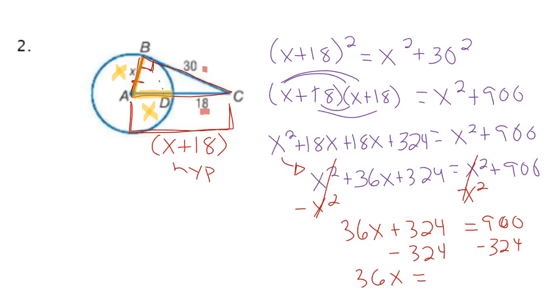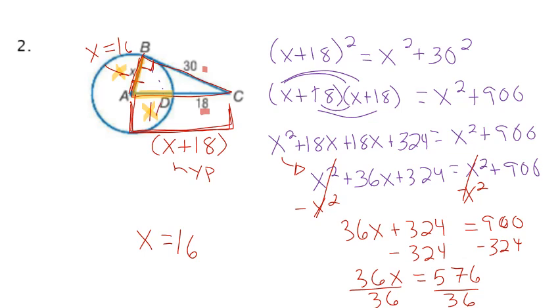So when we go ahead, we get 36x is equal to 576. And then when I divide, I'm going to get x to be 16. So that actually ends up being the radius. So x is equal to 16. And then if I put this together, you could see this would have been 16 plus 18, which is 34.